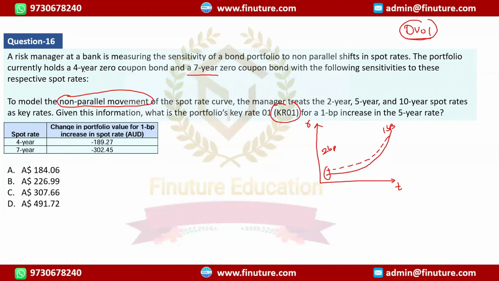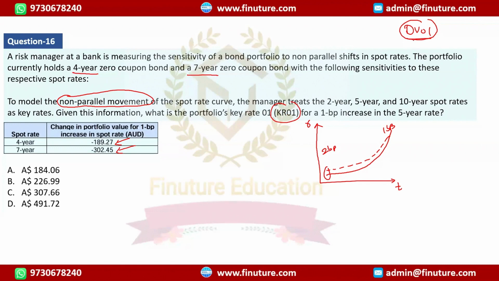One is a 4-year zero coupon bond and one is a 7-year zero coupon bond, with the following sensitivities. So when your 4-year rate changes by 1 basis point, this is the corresponding change. And when your 7-year rate changes by 1 basis point, this is the corresponding change in your bond portfolio. That's the interpretation of the table. So what you're asked to calculate: to model non-parallel movement in the spot rate curve, the manager treats only the 10-year spot rate as a given key rate. You are asked to calculate KR01.